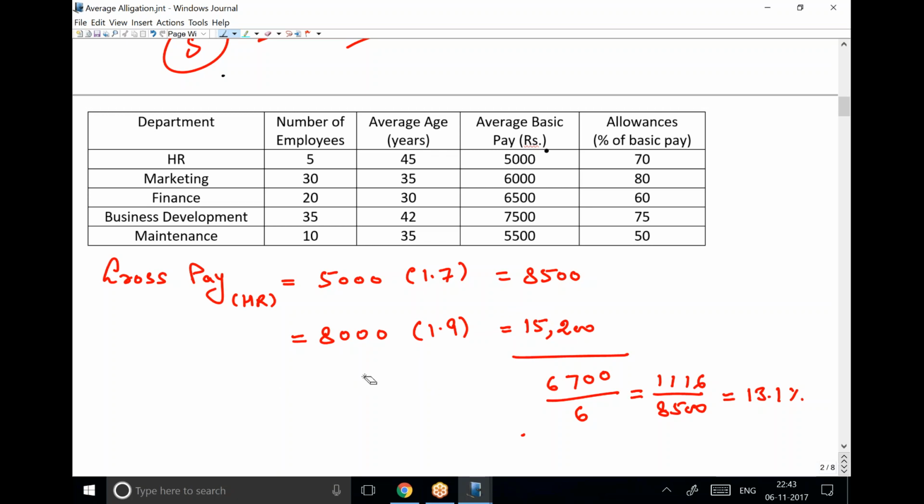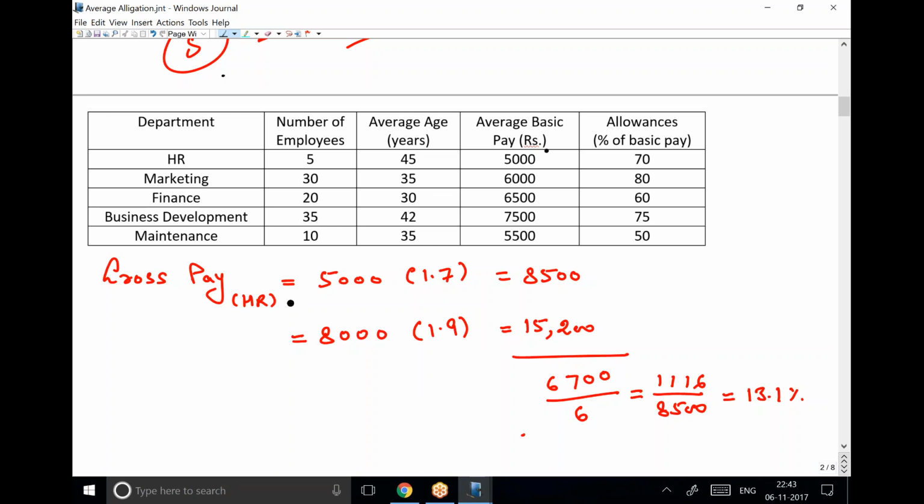The salary is given to us as 8,000, and it is getting increased by 80%, but 10% extra, so it comes out to be 90%. So finally it comes out to be 15,200. Now we know if the first one was 8,500 and the second is 8,500, then the average will remain 8,500. But it is not like this. The second one is more, that's why the average of the HR department will also increase.